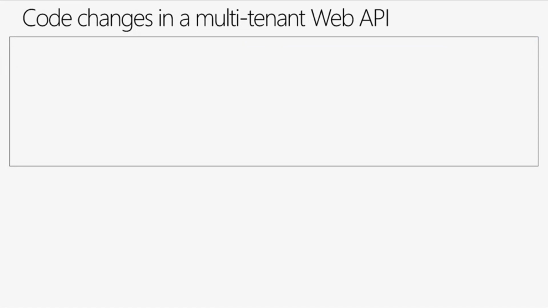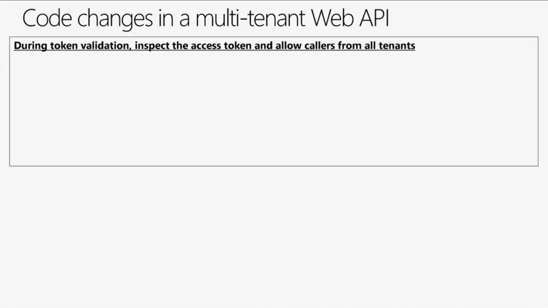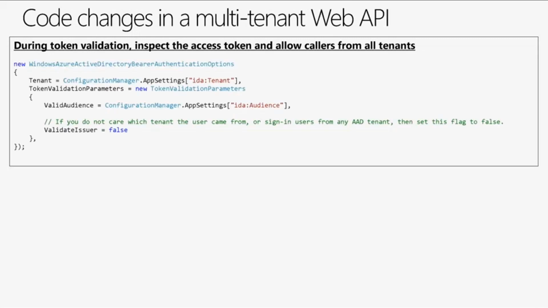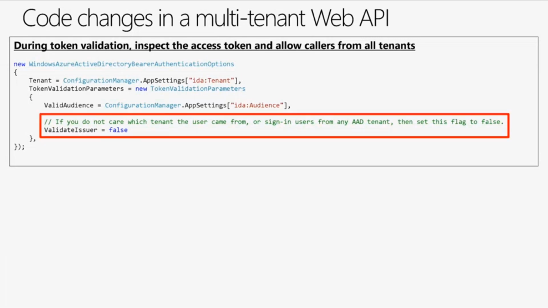How do you make those changes? What changes do you need to make in your multi-tenant web API code? As I said, in web API code, you do not sign in users. You get access tokens from client applications who have signed in users and obtained an access token for your web API. And now they are sending those access tokens to your web API for token validation. So you would generally have some code like this, again an ASP.NET Core C# example, where you are validating callers. In this case, if your web API is open for any Azure AD client in any Azure AD tenant, you will set the validate issuer flag as false.